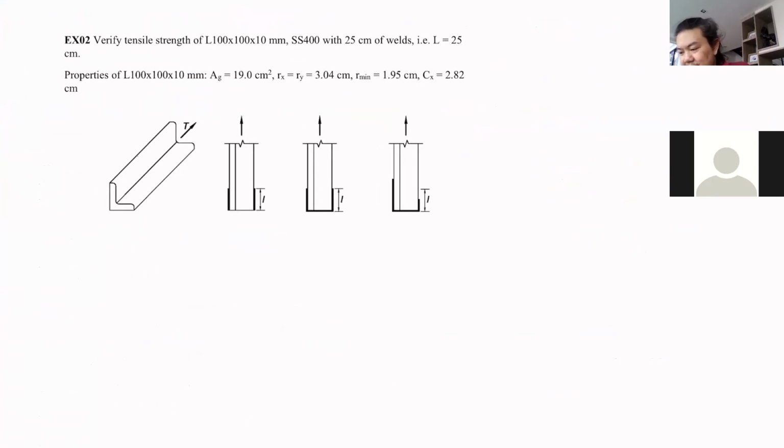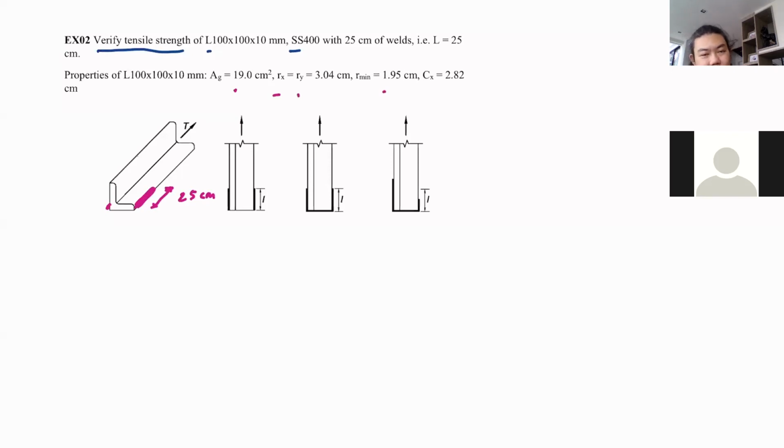So we are going to verify the tensile strength of the angle 100 by 100 by 10 SS400 with 25 centimeters of welding. That's a very long weld, you know? So let's say we are going to have the welding here, on front and in the back, and it's going to be 25 centimeters long. Here is the property of the angle: cross-sectional area, then the radius of gyration in X and Y direction, and then R minimum.